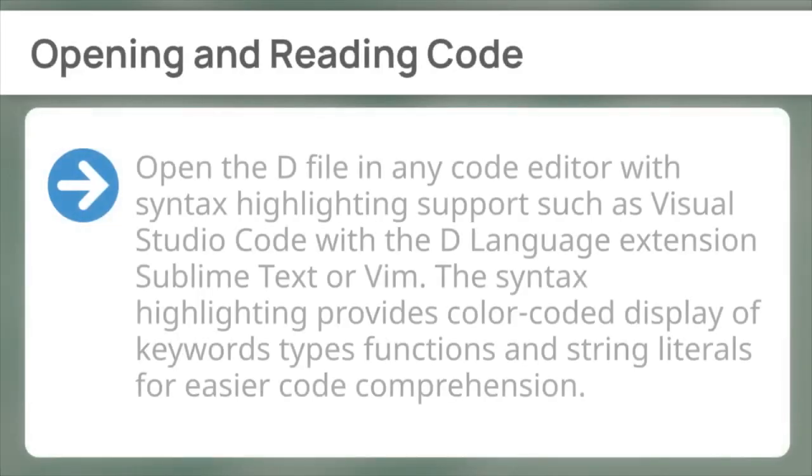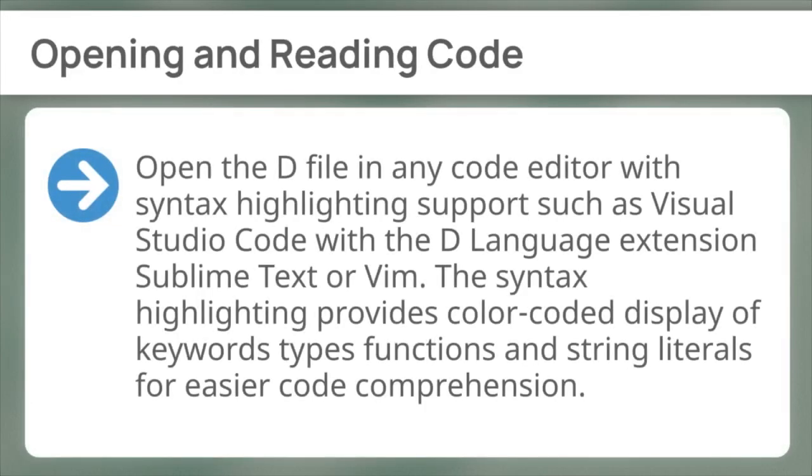First, opening and reading code. Open the D file in any code editor with syntax highlighting support, such as Visual Studio Code with the D language extension, Sublime Text, or Vim. The syntax highlighting provides color-coded display of keywords, types, functions, and string literals for easier code comprehension.